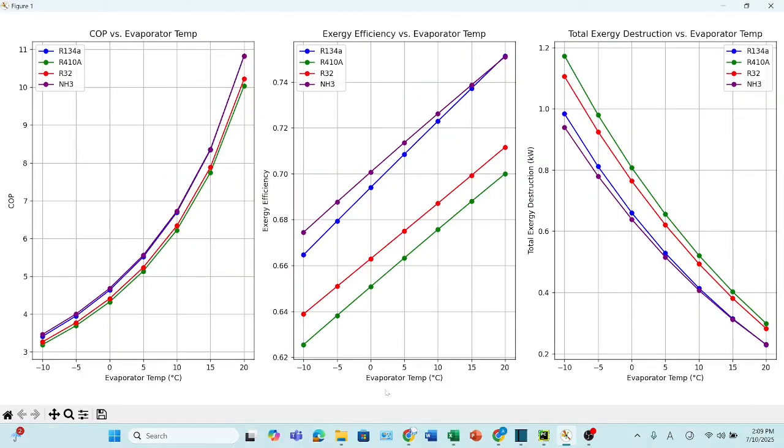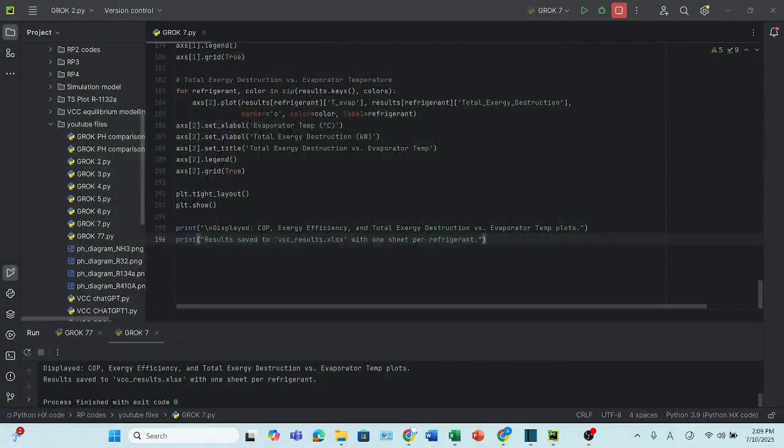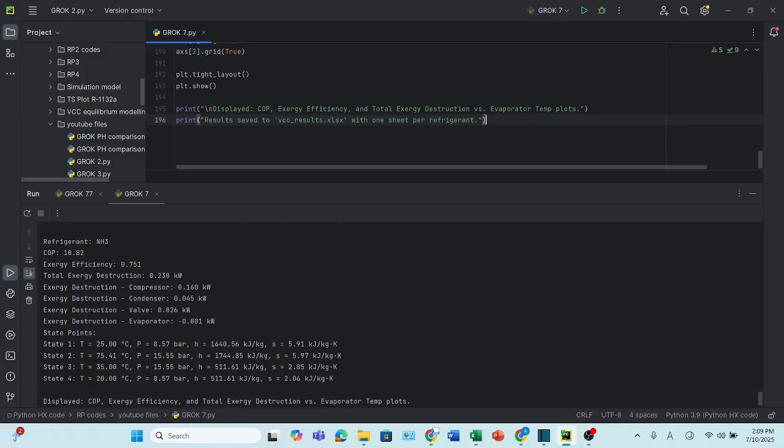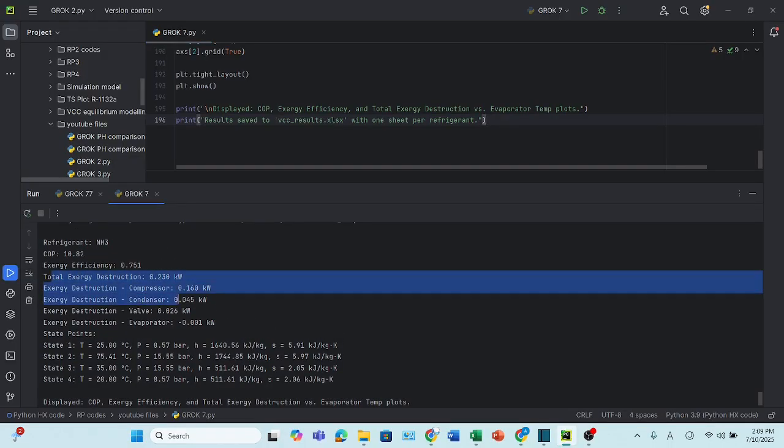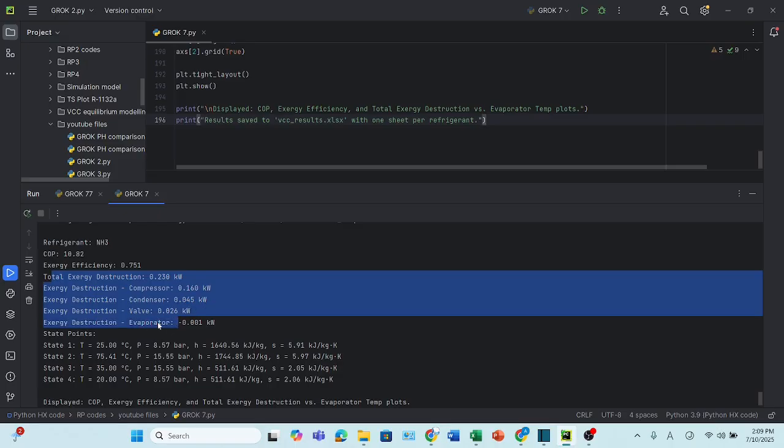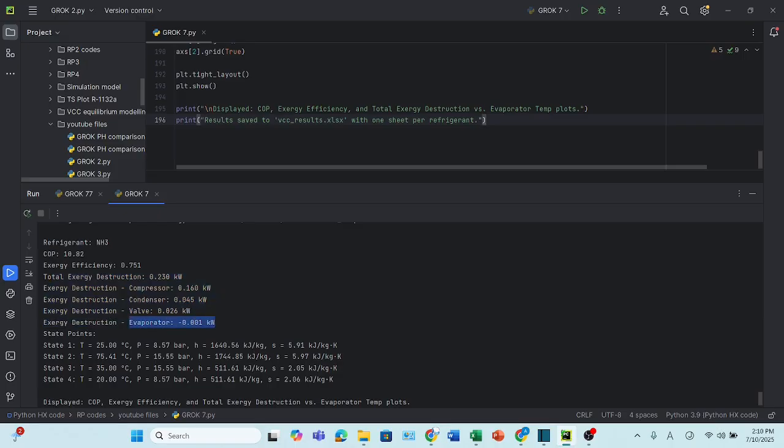Yes, here we can see that as the total exergy destruction is decreasing, the exergy efficiency is increasing. It seems correct, but let's see in detail. For example, here for ammonia, it is showing total exergy destruction values and component-wise exergy destruction values. But here we can see that the exergy destruction for the evaporator is negative. So this is a red flag. It is not possible for the exergy destruction to be negative.